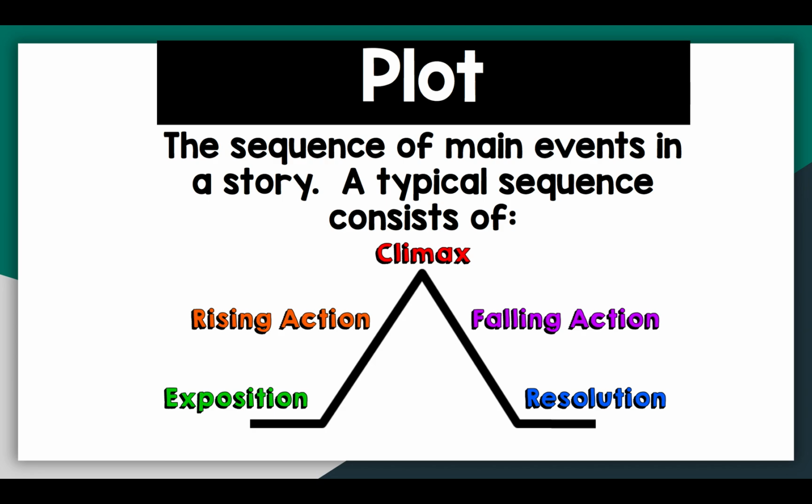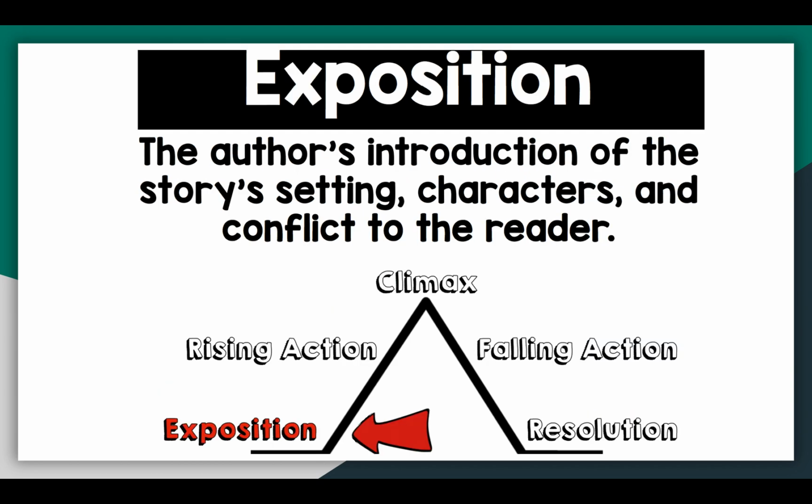The plot, the sequence of main events in a story. It consists of the plot mountain. Remember, visualize a roller coaster. You go up and up and up, then you come down the roller coaster. So the first part of the plot mountain is the exposition. The author's introduction of the story setting, the where and when, the location, the characters are introduced, and the problem all get revealed in the exposition, the first part of the plot mountain, the first structure of the story.